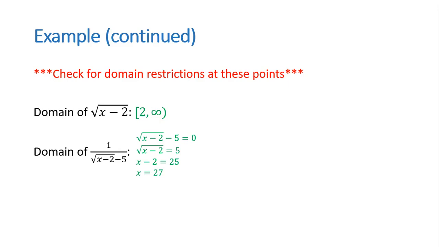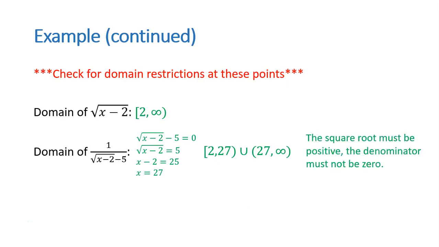So we're going to take that interval 2 to infinity and we're going to split it up around the number 27. So that becomes 2 to 27 union 27 to infinity, split up around that number 27. Parentheses around 27 so it's not included. Again, the reason we had to do this: the square root has to be positive, so everything has to be greater than or equal to 2, but the denominator can't be 0, so x equals 27 is what makes the denominator 0. We have to exclude that. So that means our final domain is going to be 2 to 27 union 27 to infinity.